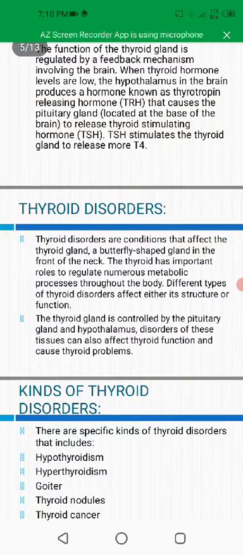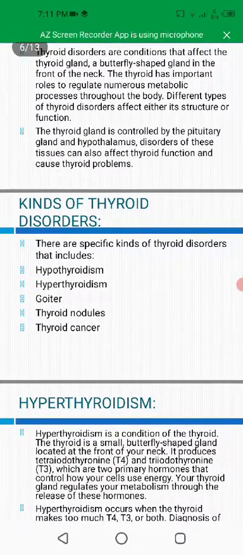Now here are some thyroid disorders. There are certain conditions or diseases which affect either the thyroid gland's structure or function that cause thyroid disorders. As the thyroid gland is controlled by the pituitary gland and hypothalamus, the disorders of these tissues can also affect thyroid function and cause thyroid problems. There are different kinds of thyroid disorders that include hypothyroidism, hyperthyroidism, goiter, thyroid nodules, and thyroid cancer.